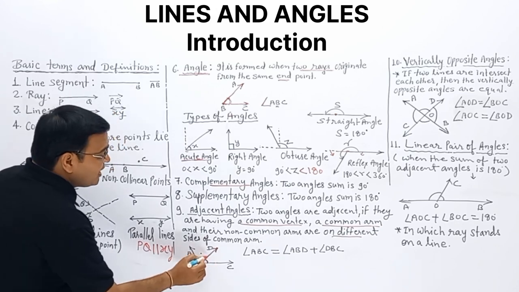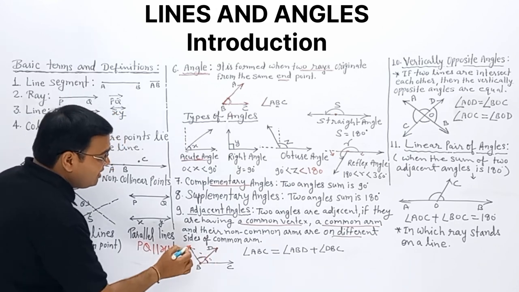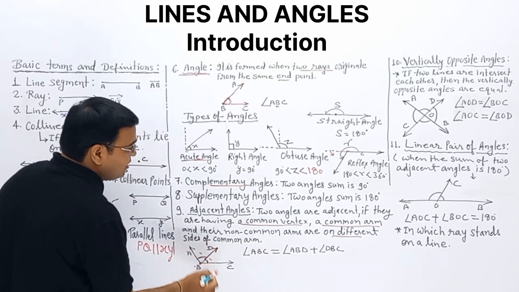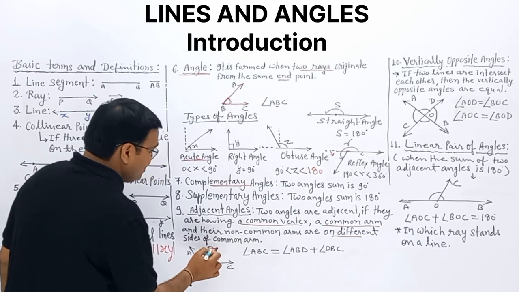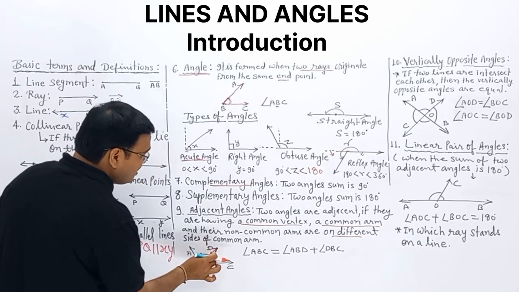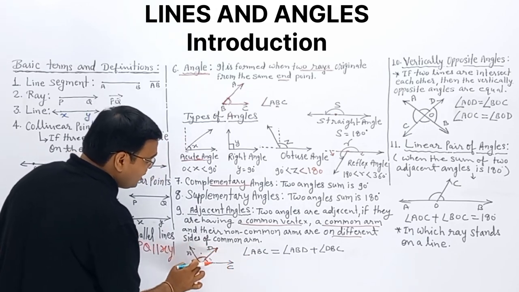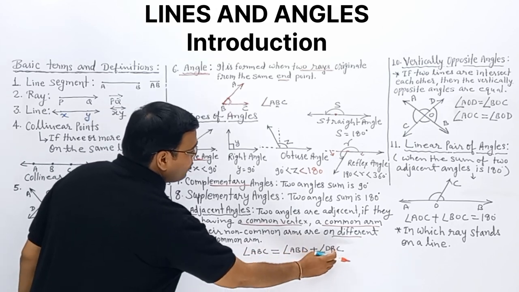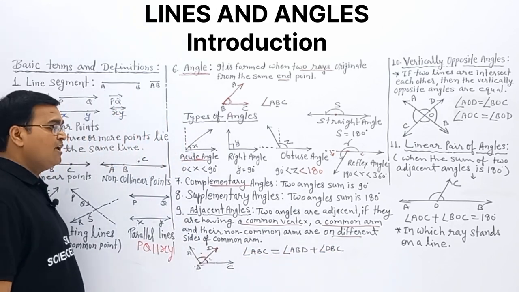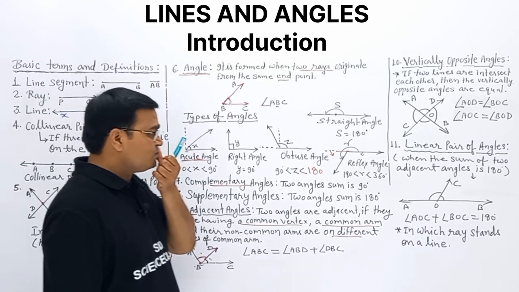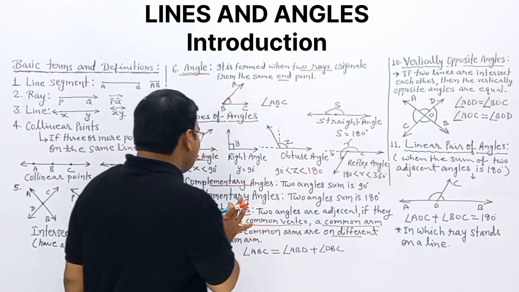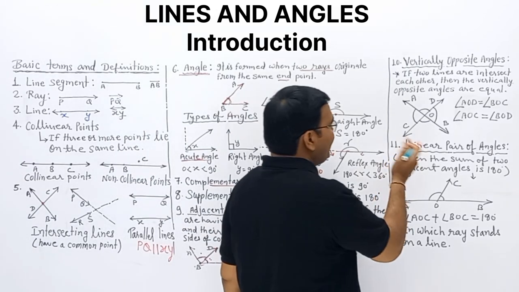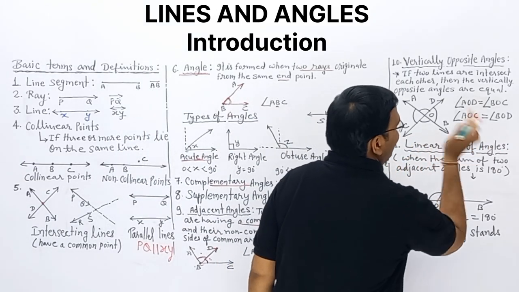The sum of two adjacent angles will equal the sum of the whole angle. So angle ABD plus DBC, the sum of these two angles will be equal to ABC. ABC will be equal to the sum of both adjacent angles. Clear?